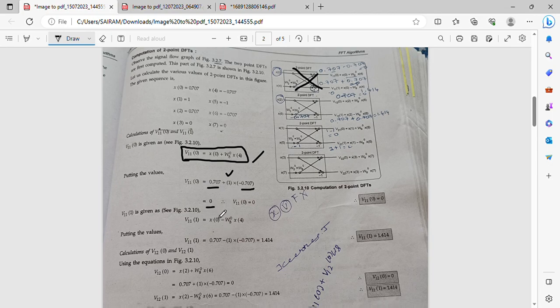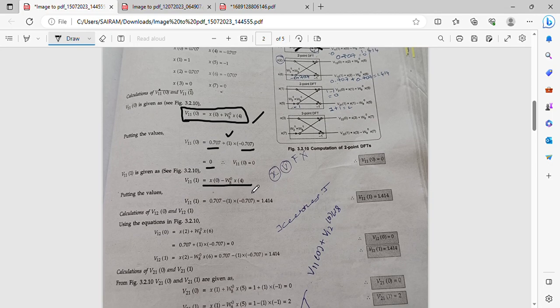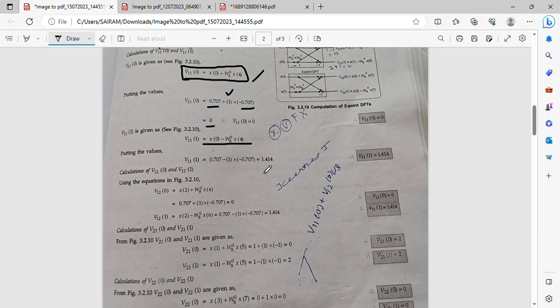So here you get 0, and for v11 of 1 this is the equation, that is x of 0 minus omega e to the power of 0 x of 4. You know all of this, right? You got all these equations in the last session itself. The same equation you are going to apply there, and here you are going to get the resultant as 1.414. You have to substitute all the x of 0 and x of 4 values. That is present in the given question, x of n, right? X of n starts from x of 0 till x of 7, right?